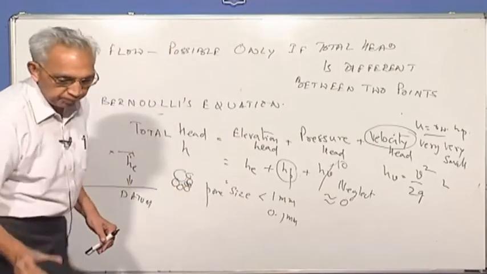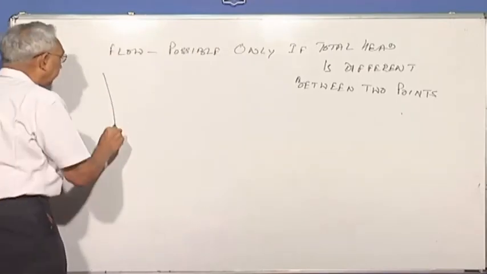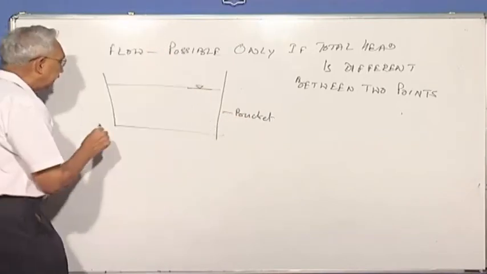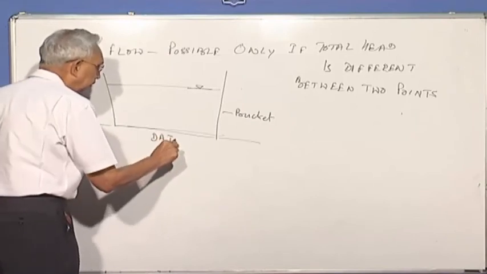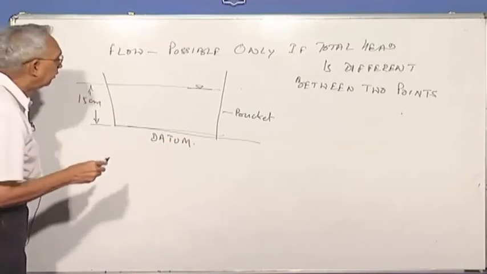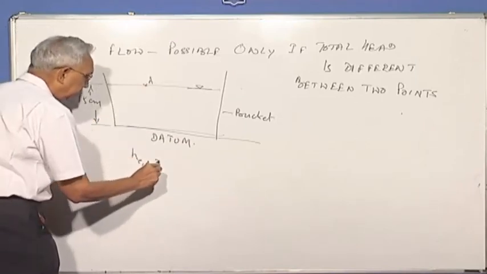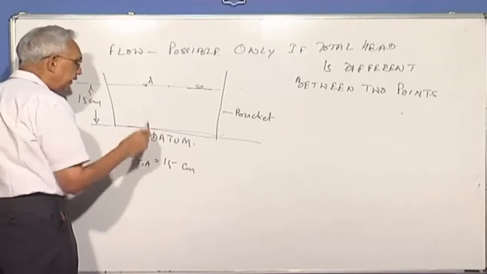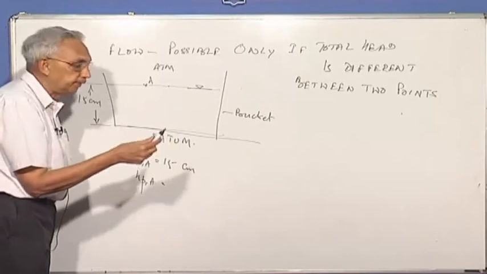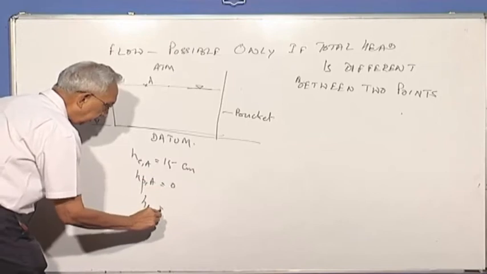Suppose I give you a simple example. Let us say we take a bucket of water, and we fill it with water up to this level. Let's take the datum at the bottom of the bucket. This height, let's say, is 15 centimeters. Now, if I want to look at point A here, its elevation head is 15 centimeters. What is the pressure head here? If I assume the atmospheric pressure as the base, so nothing else is there, I can say the pressure head here is 0. So the total head at A is 15 centimeters.